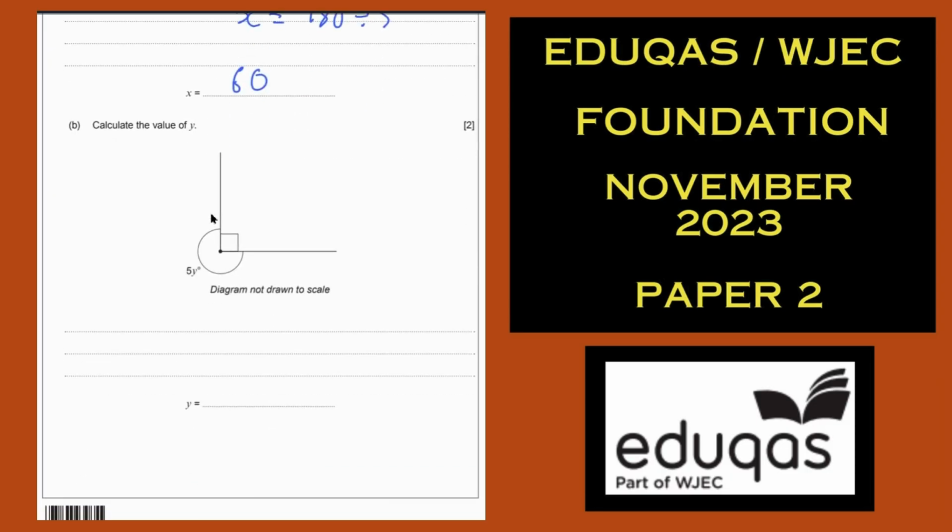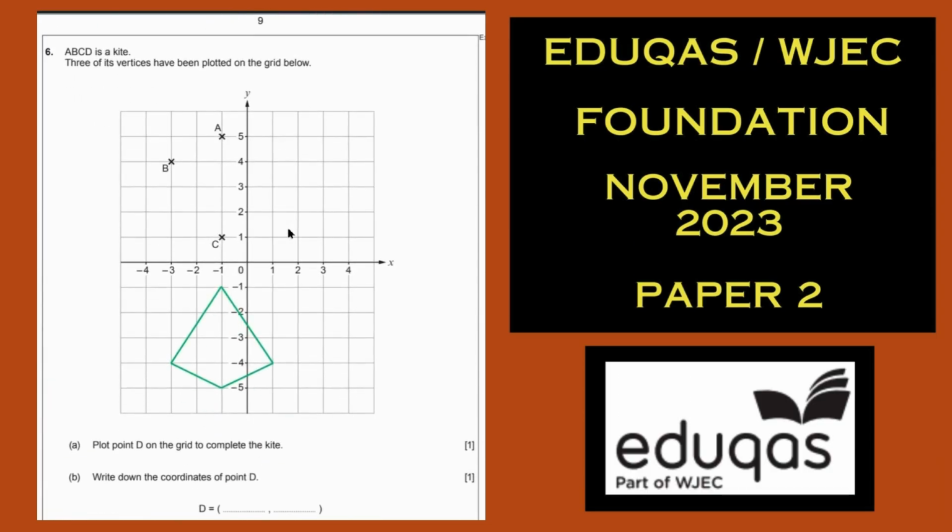Same kind of logic for part B. They've put a right angle which means 90. All the way around is 360. So you do 360, take away 90, and they're equal. But you're asked for the value of y. You need to divide by 5. 270, divide it by 5. You should get 54. Onwards.